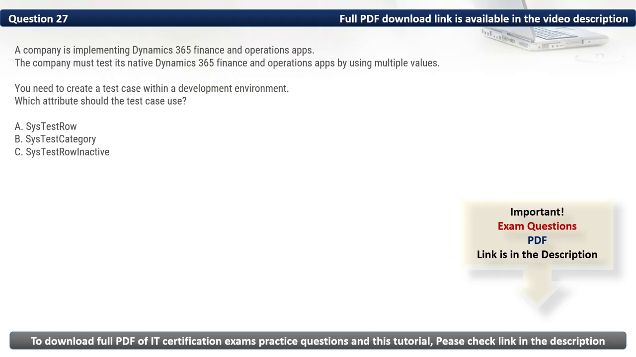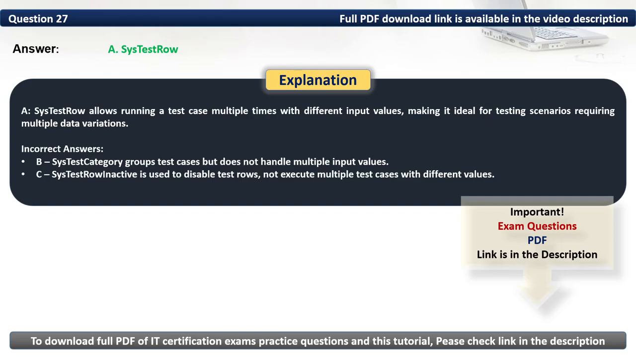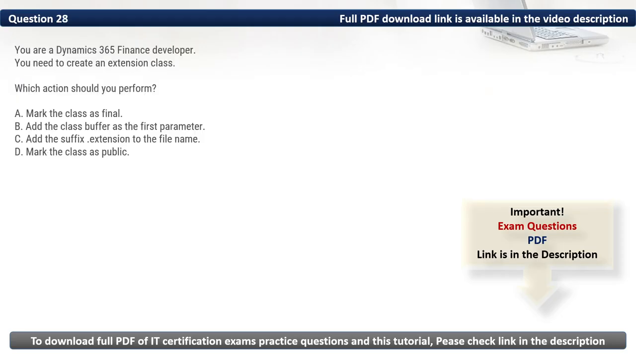We have B, SysTestCategory. SysTestCategory groups test cases but does not handle multiple input values. Then we have C, SysTestRowInactive. SysTestRowInactive is used to disable test rows, not execute multiple test cases with different values. As such, the attribute that the test case should use is SysTestRow. Thus, the correct option is A. SysTestRow allows running a test case multiple times with different input values, making it ideal for testing scenarios requiring multiple data variations.